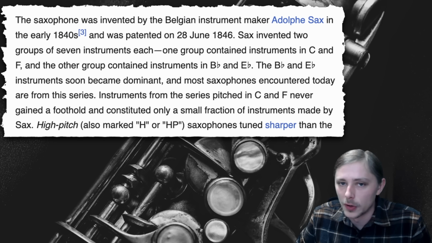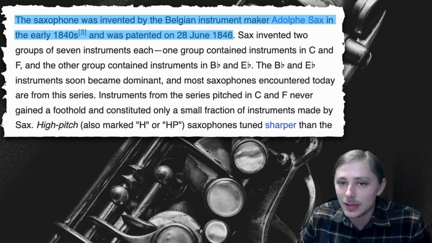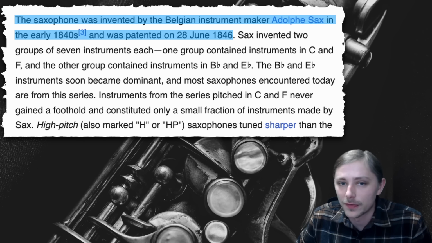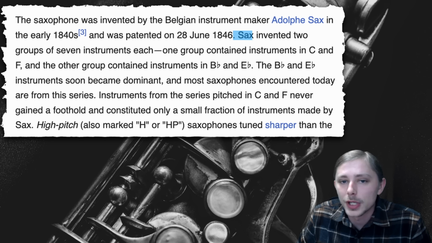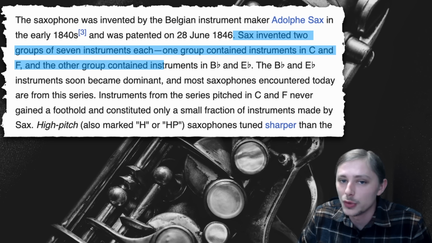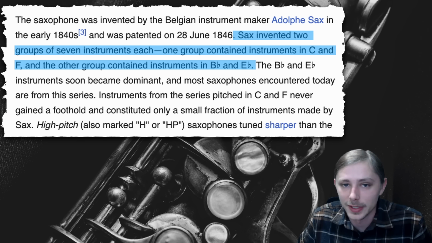The sax, however, being invented much later than the clarinet, with it being patented in 1846, was fully chromatic from the beginning, and it could already play in any key. The first groups of saxes that were invented contained 2 families of 7 instruments each, so a total of 14 different saxes.